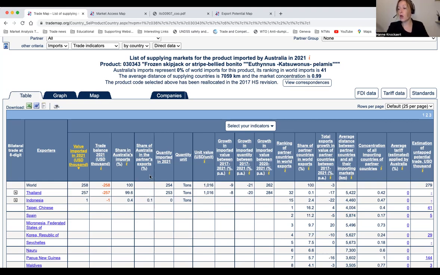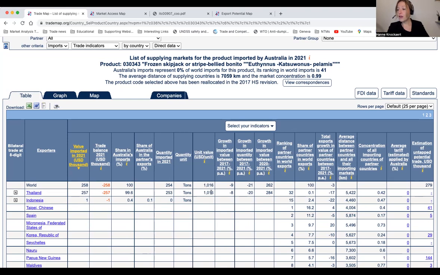So this one is about all the different countries, all products, sorry. The quantity imported in 2021 is in tons. So you can see the value and the quantity. So again, this is not a lot. This is 253 tons in 2021 for Thailand.